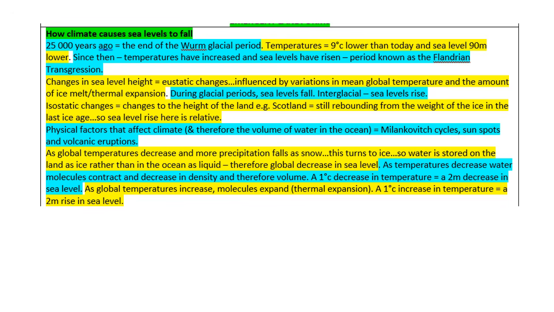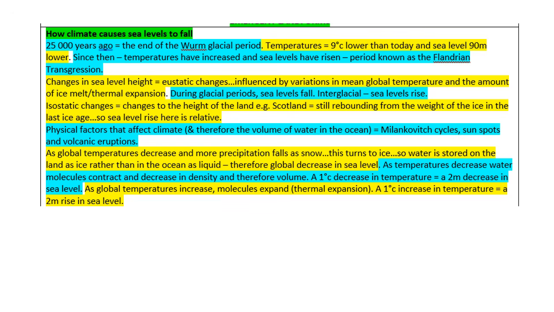Since then, temperatures have increased and sea levels have risen, and that period of sea level rise that we're still in now is known as the Flandrian transgression. Changes in the height of sea level are called eustatic changes, and they're influenced by mean global temperature, the amount of ice that's melting, and the amount of thermal expansion that's taking place in the oceans. So during glacial periods, sea levels fall, and during interglacial periods, sea levels rise.